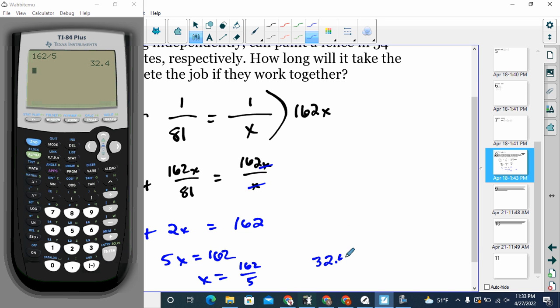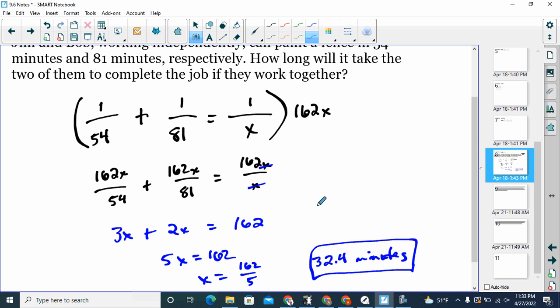32.4 minutes. Notice that our answer is indeed between 27 minutes and 40 and a half minutes. It's not exactly in the middle, it shouldn't be, but it's close enough to the middle that it seems reasonable. 32.4 minutes is correct.